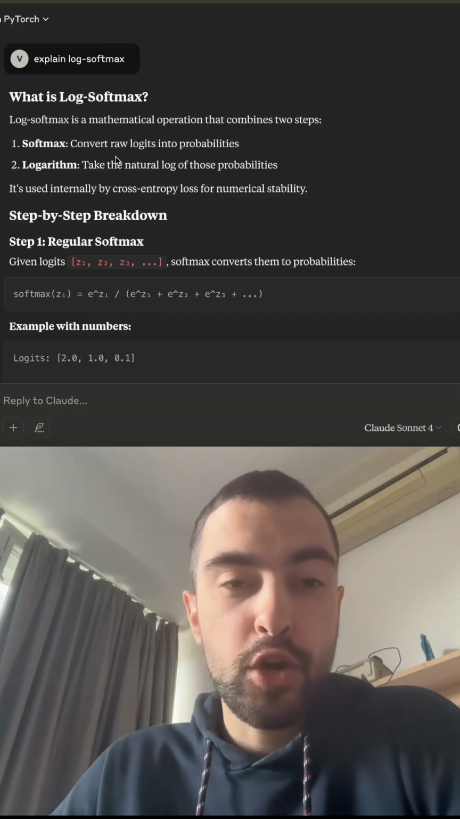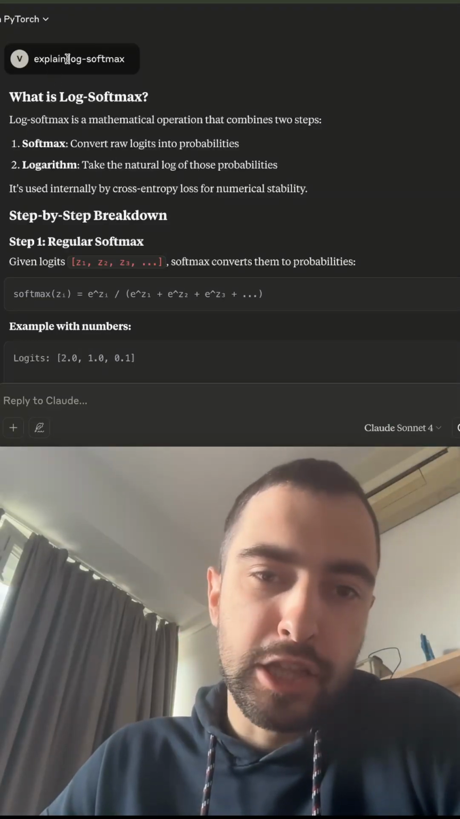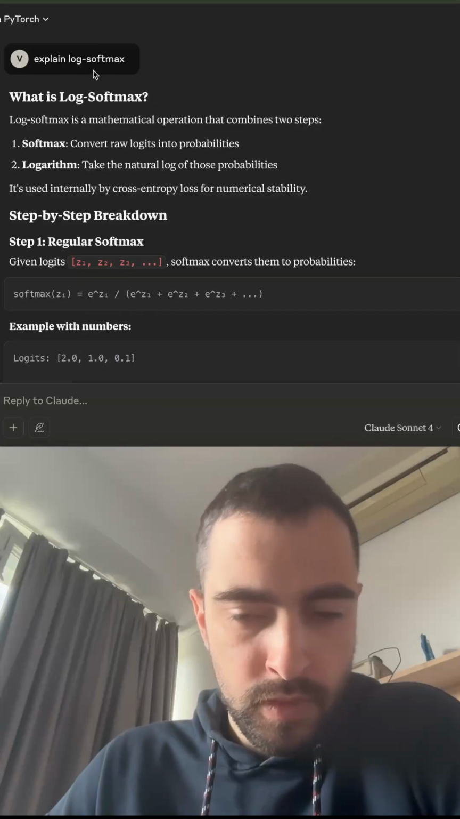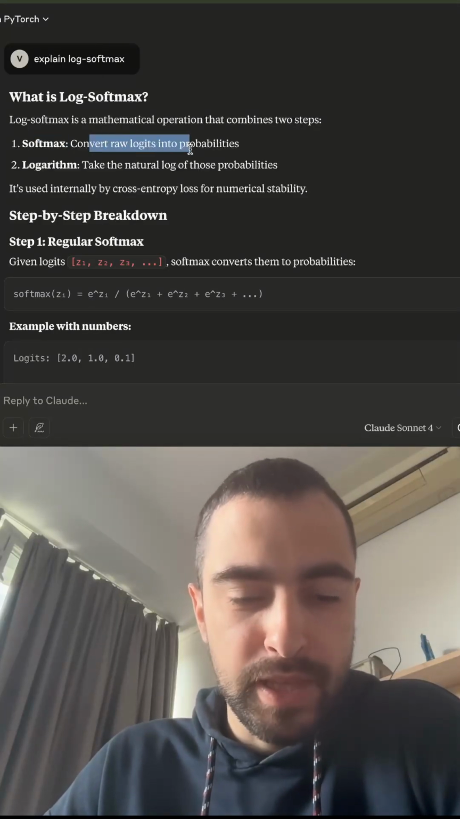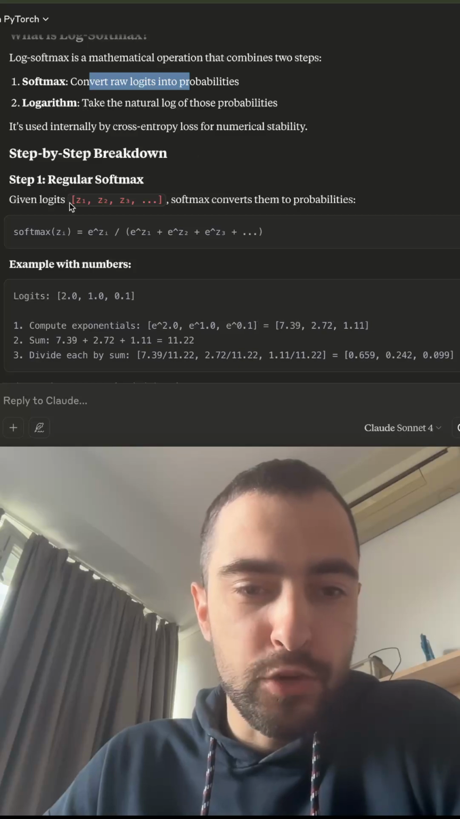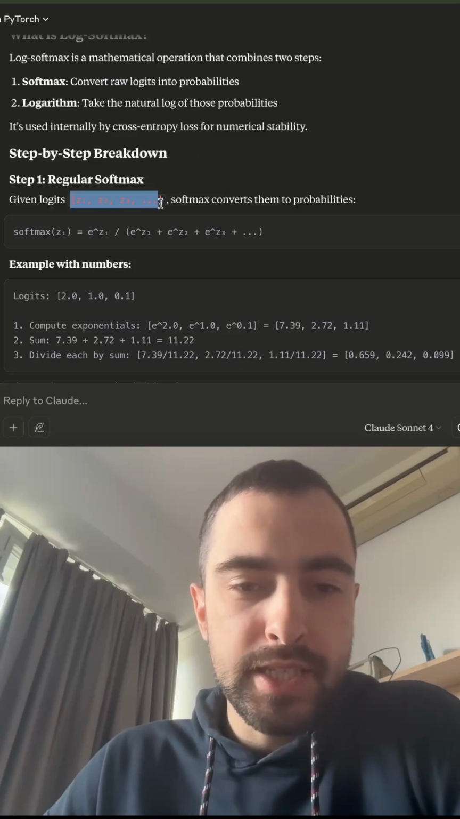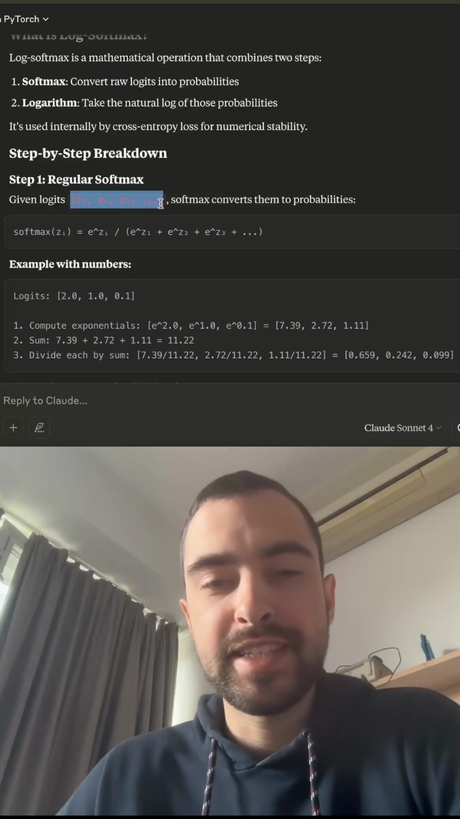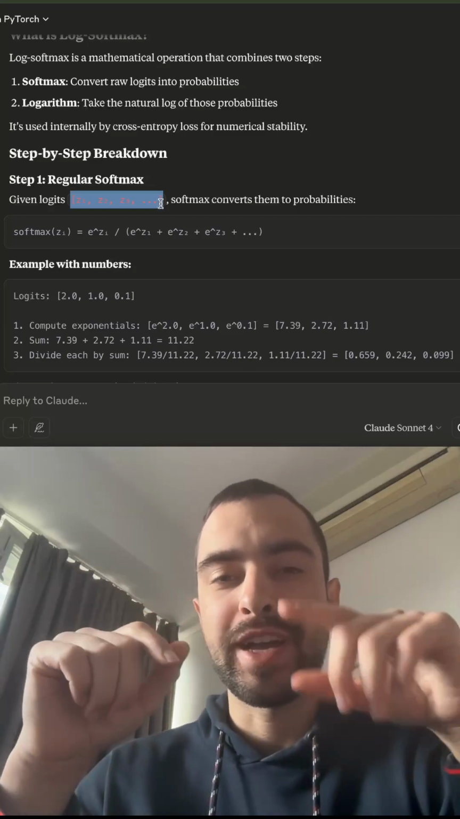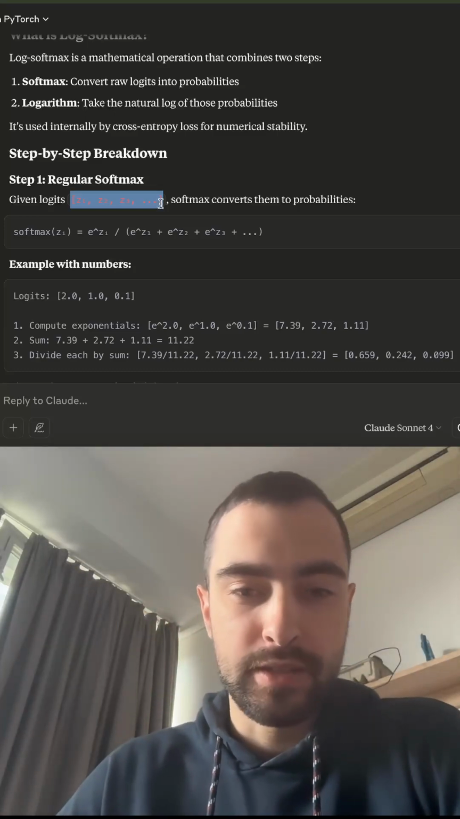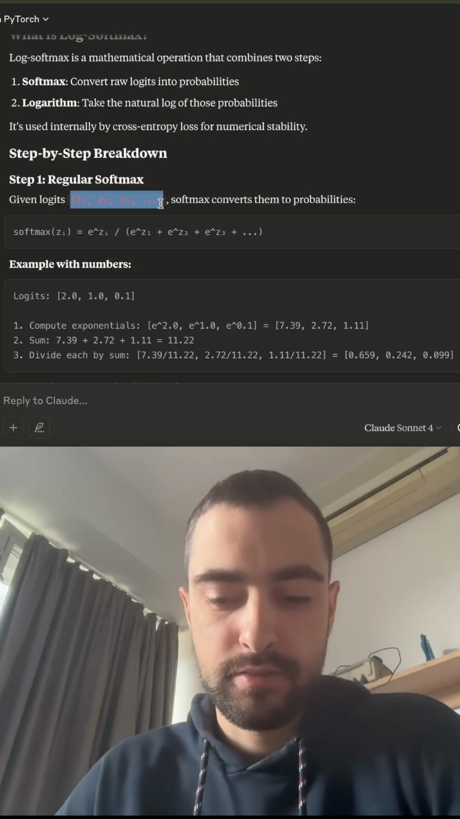So I'm coding my own LLM and let's see what log softmax is. It's composed of softmax, which converts raw logits into probabilities. So let's say you have an array of numbers. We will now convert this array of numbers into probabilities. They are all between 0 and 1 and they all add up to 1. So they add up to 100%.